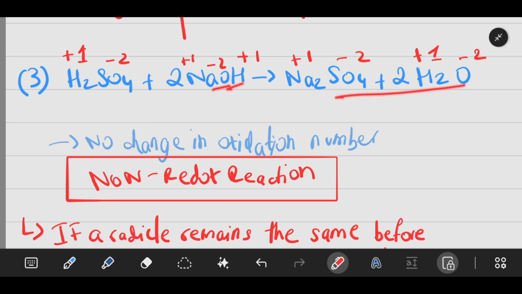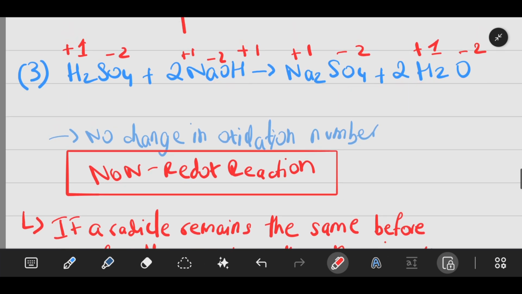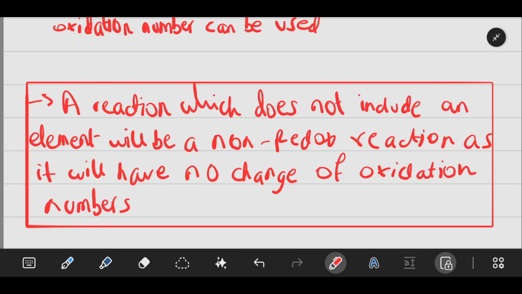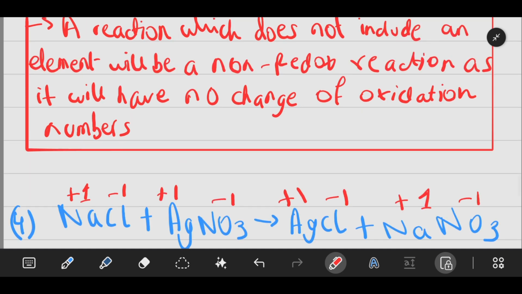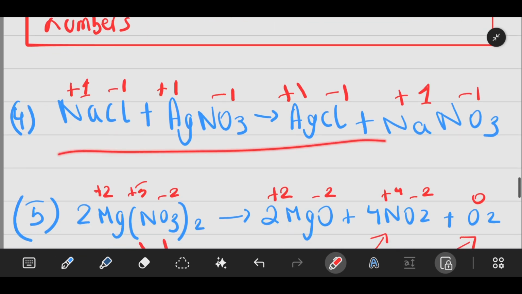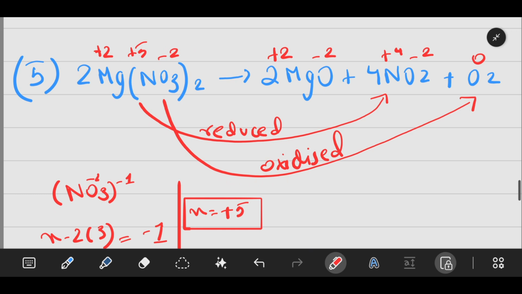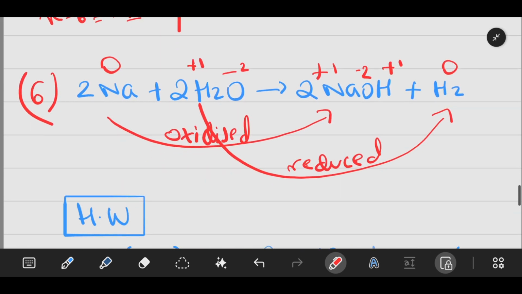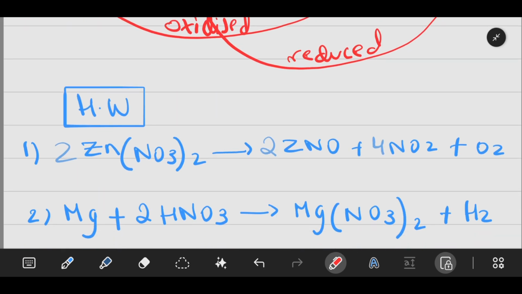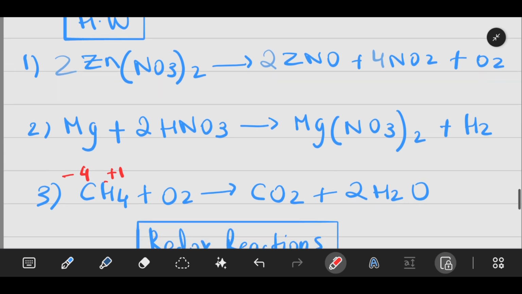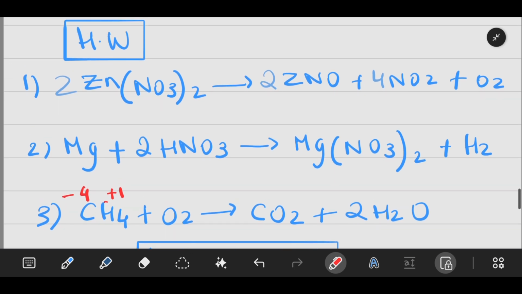because there is no OH on the other side. Then we spoke about how to easily identify if a reaction is non-redox, like there is no element over here and it is a non-redox reaction. A reaction which does not include an element will be a non-redox reaction. Then we discussed a few chemical equations relating to non-redox reactions as well, and we did some equations as well. Now I left you with these 3 equations. I hope you have understood them and have solved them as your homework.